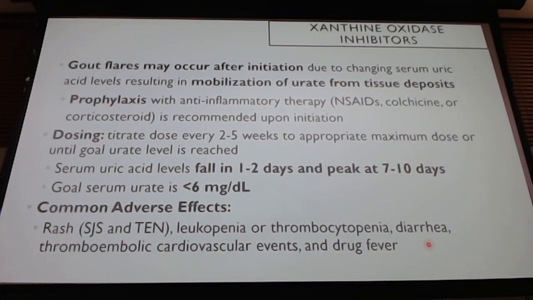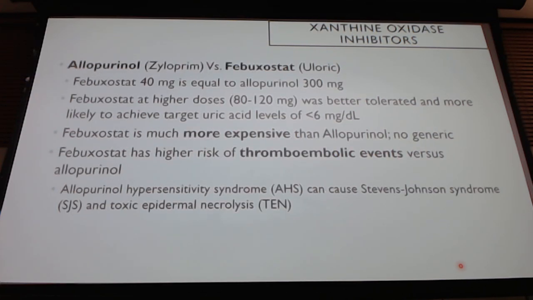When I look at my XOIs, I have my adverse effects. Some of them are not very fun. Your SJS and your TEN are part of what's called allopurinol hypersensitivity syndrome, which you're more likely to see if you're using your allopurinol option. Also have different things here: diarrhea, thrombocytopenia, cardiovascular events. So they're not coming without their risk, but we do use these safely in a lot of our patients.